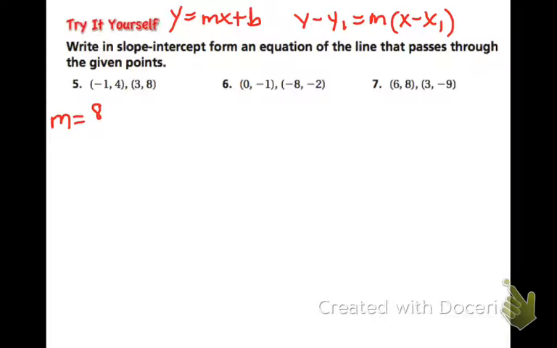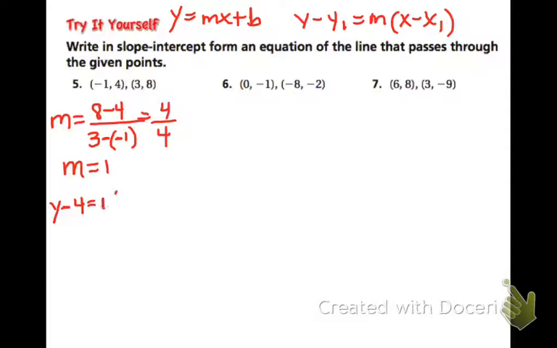So 8 minus 4 over 3 minus the -1. So 8 minus 4 is equal to 4. 3 minus a negative is like 3 plus 1, or 4. So in this case, our slope is equal to 1. Now if we grab the very first point and call that x1, y1, we have y minus y1 is equal to 4. Our slope times x minus, and our x1 is -1.